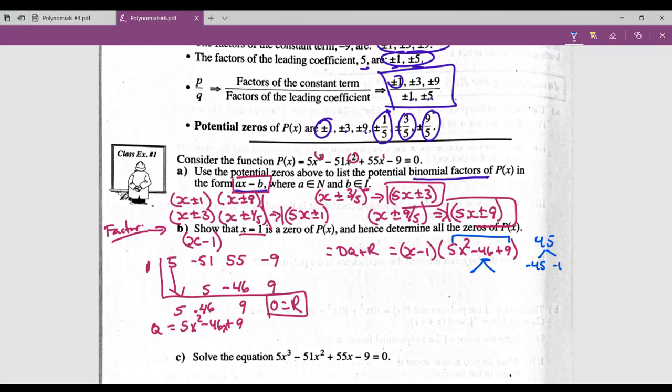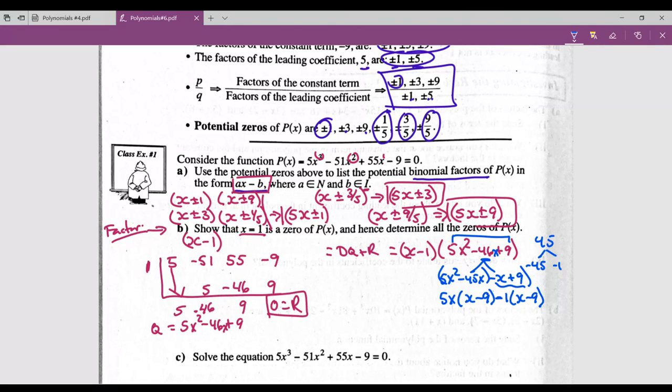So I rewrite the middle term as 5x squared stays the same, minus 45x minus x plus 9. So the middle term has been rewritten as negative 45x minus x, which would give you negative 46x. And then I bracket the first two. I can take out a 5x. So it's x minus 9. This bit here, I can take out a negative 1. You get x minus 9.